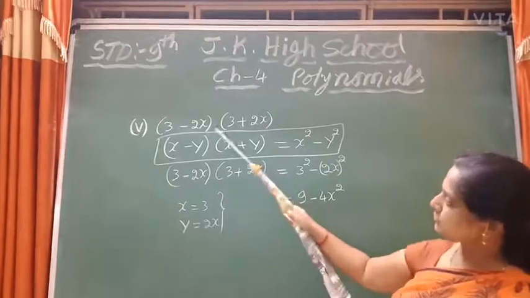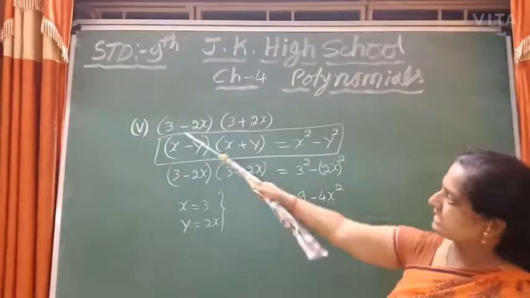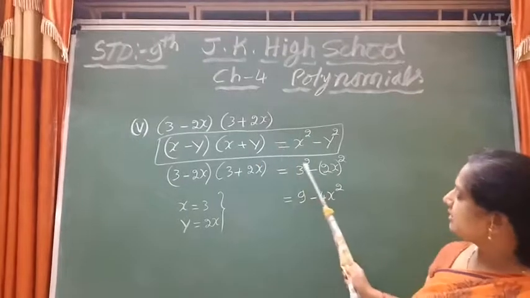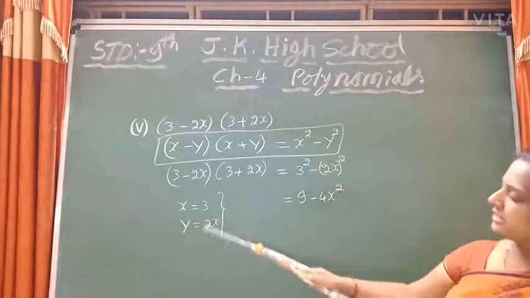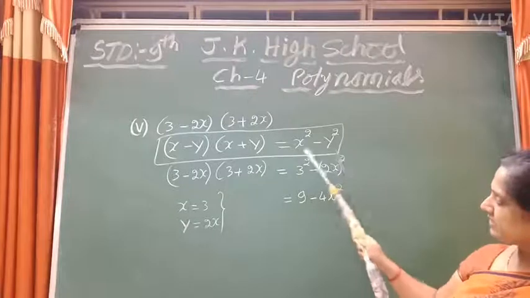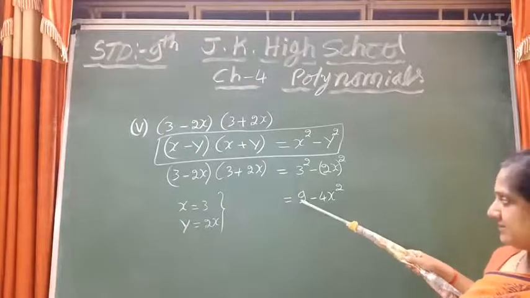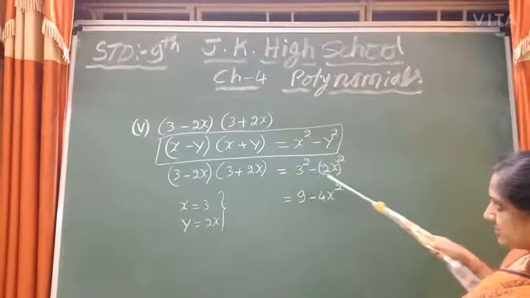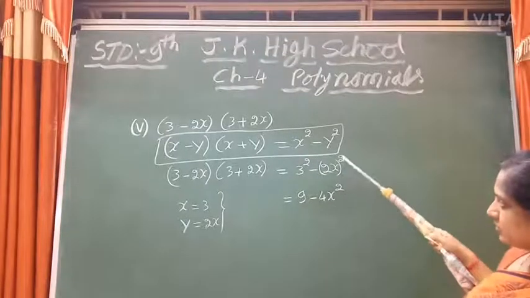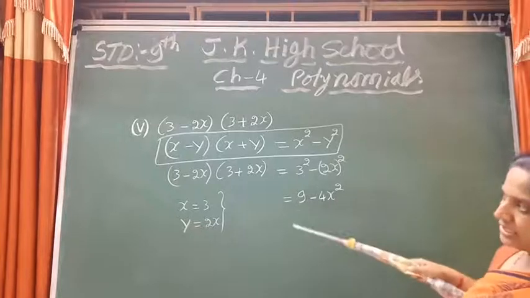If I substitute the given values, in place of x, 3 is there, and in place of y, 2x is there. If I substitute x value as 3 and y value as 2x, I will get the product directly by using this identity as 9 minus 4x square. 3 square is 9, and 2x whole square is 4x square. Okay children, write down.